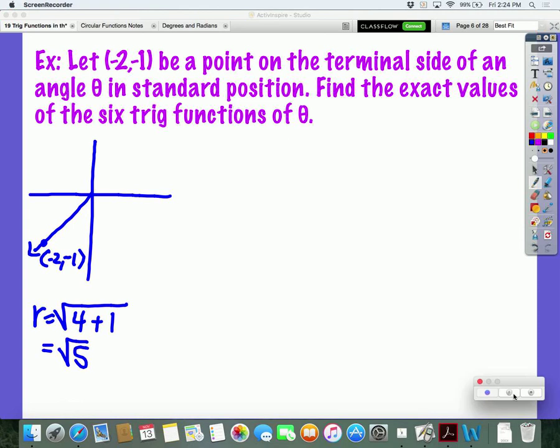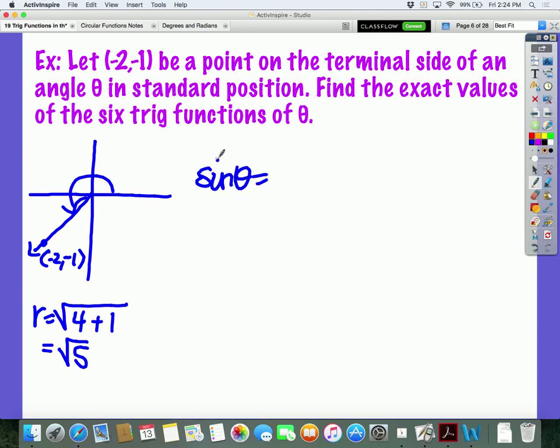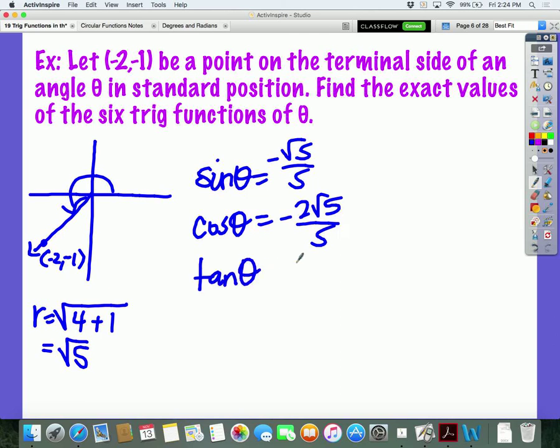Let's bring it back. So, what do we get for the sine of theta? Negative square root of 5 over 5, because you would have gotten negative 1 over the square root of 5, but then you had to rationalize. Cosine of theta would have been? Negative 2 square root of 5 over 5. Good stuff. Tangent. 1/2. It is 1/2, okay? It is y over x. Negative 1 over negative 2 reduces down to a positive 1/2.